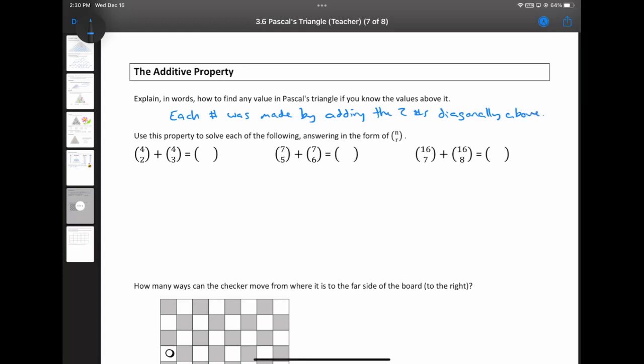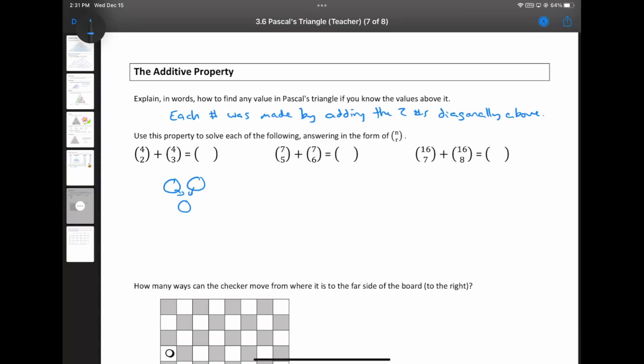So that's going to let us actually play a little bit with some of these combinations, remembering that each combination is just a number from Pascal's triangle somewhere. So 4 choose 2 plus 4 choose 3, can I write that as a single combination? And again, I want you to think of it this way. 4 choose 2 is here. 4 choose 3 is the number beside it. If I'm adding them, I'm going to get the number there.